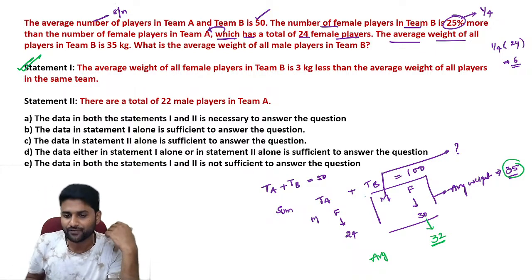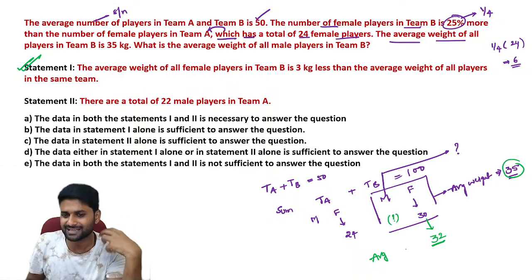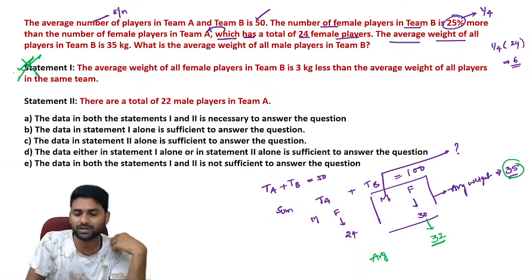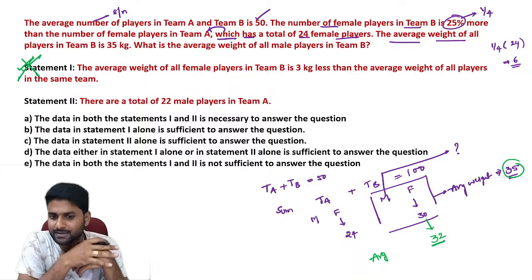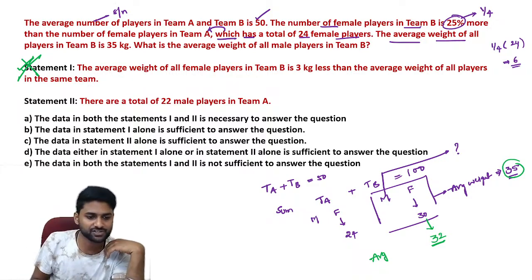Why? Because we need to know the number of male members in the team. If you know this data, then only can we conclude the remaining average. That's why statement one is not at all sufficient for our question. See, we don't know the number of male persons in team B. We don't have any data. That's why statement one is not at all sufficient.